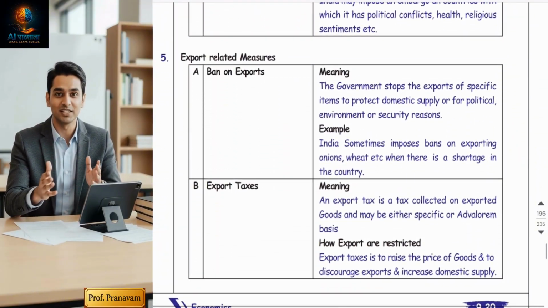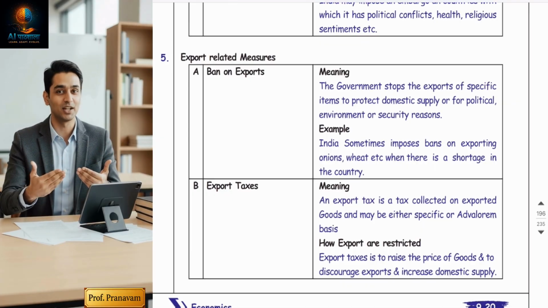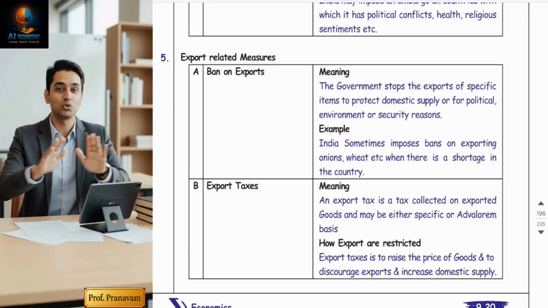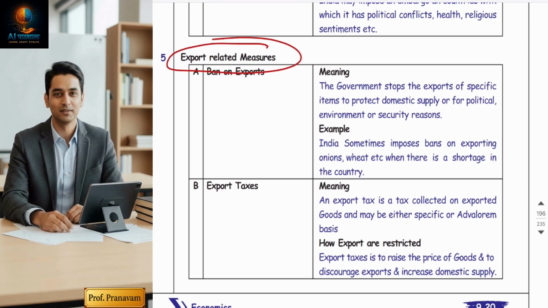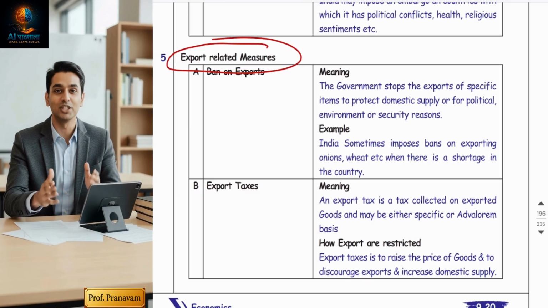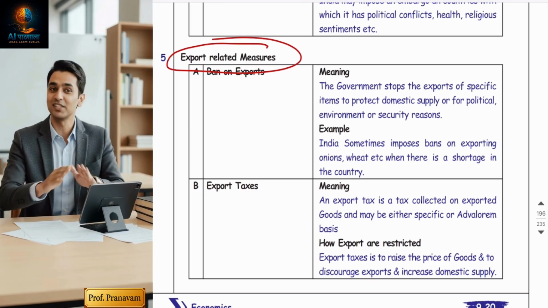Yes. Now, the last concept, we will learn the measures to promote or control exports. Till now, we were understanding import-related measures, how to control imports.